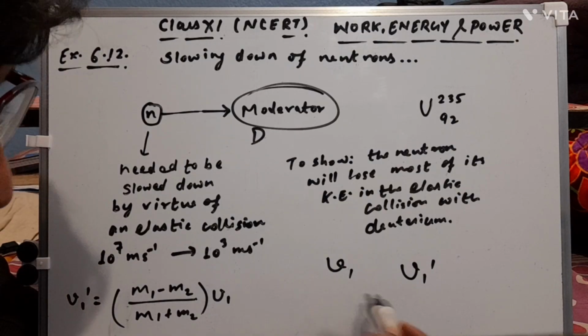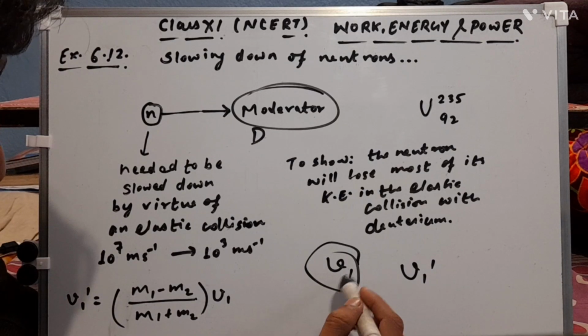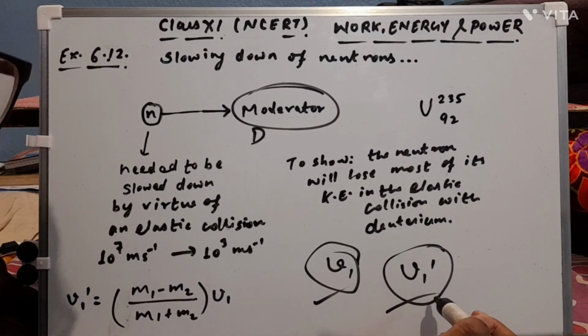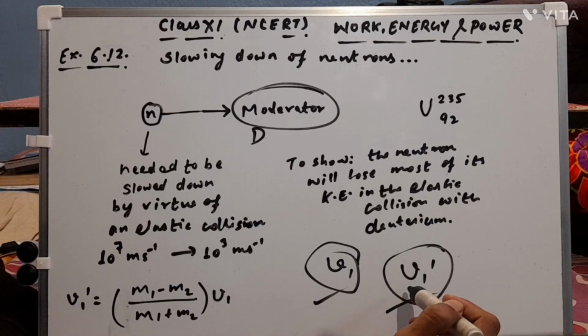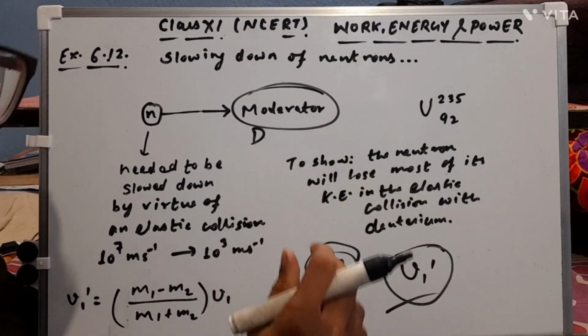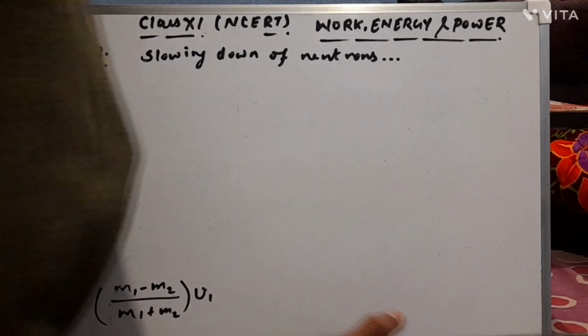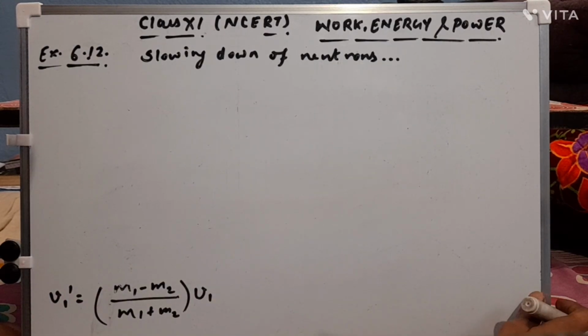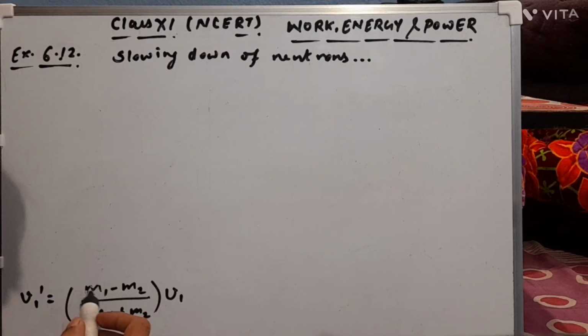So the plan is, we will calculate the initial kinetic energy with the help of v1, and then the final kinetic energy with the help of v1 dash. Then we will find the difference. We need to show that most of its kinetic energy has been lost in the process. So first, v1 is the initial speed of the neutron and v1 dash is the final speed of the neutron after the collision with the deuterium atom. Here m1 is the mass of the neutron and m2 is the mass of deuterium.